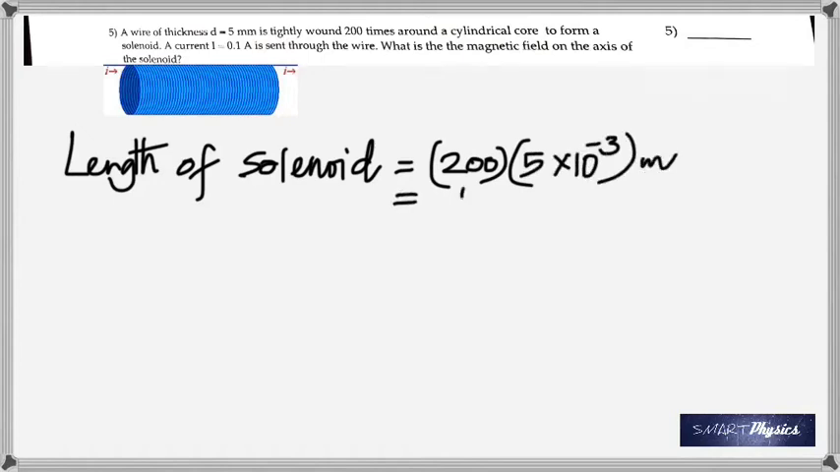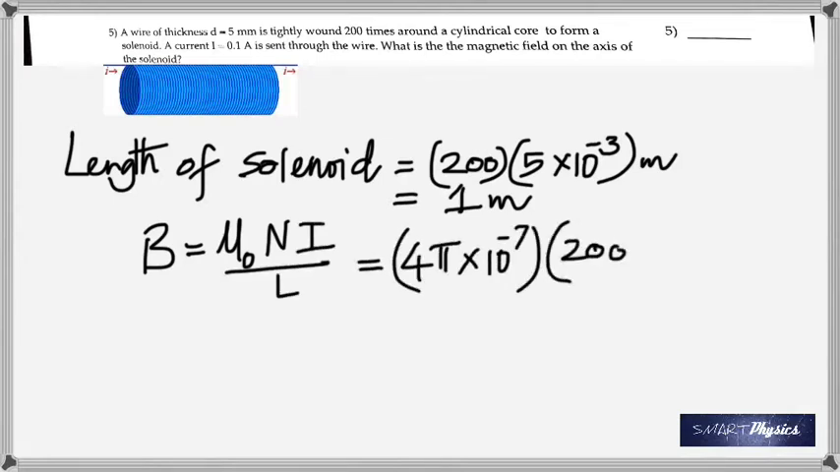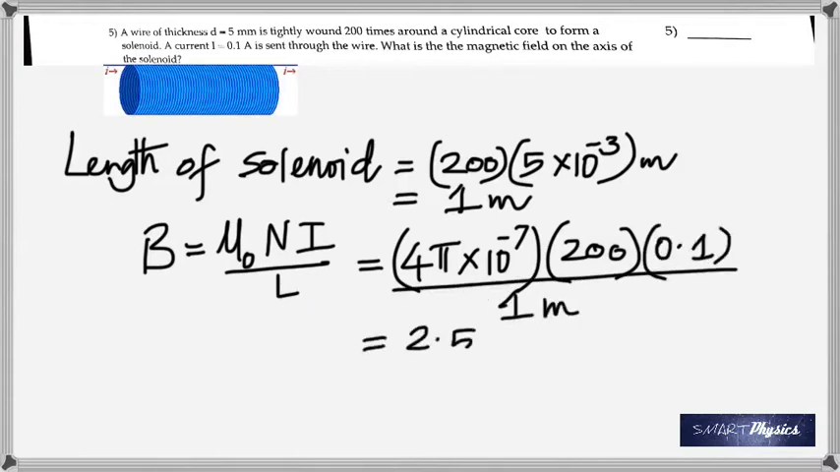So once you find the length of the solenoid, then you plug it into the formula mu naught I by the length. And you get 2.5 times 10 to the minus 5 Tesla.